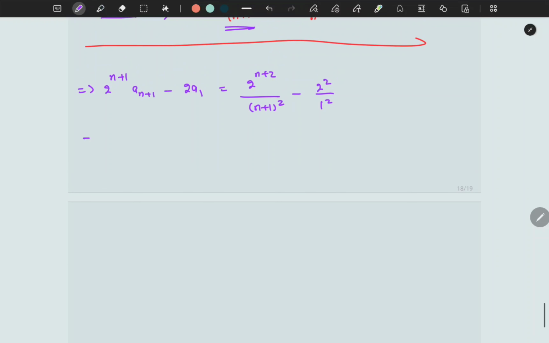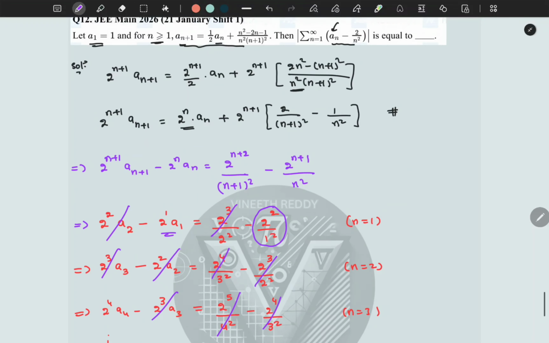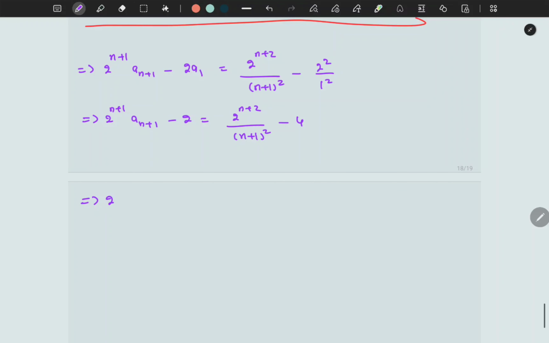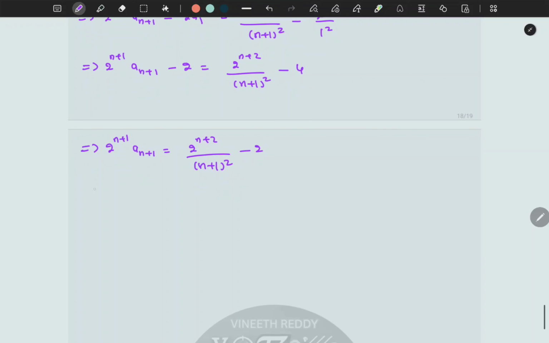So if I further simplify it, I get 2 raised to the power n plus 1 into a n plus 1, and I think a1 is 1, right? So we get 2 power n plus 2 divided by n plus 1 whole square minus 4, right? So ultimately we get 2 raised to the power n plus 1, a n plus 1 will be 2 raised to the power n plus 2 divided by n plus 1 whole square minus 2. Now dear students, this is an identity, right? This is definitely an identity.